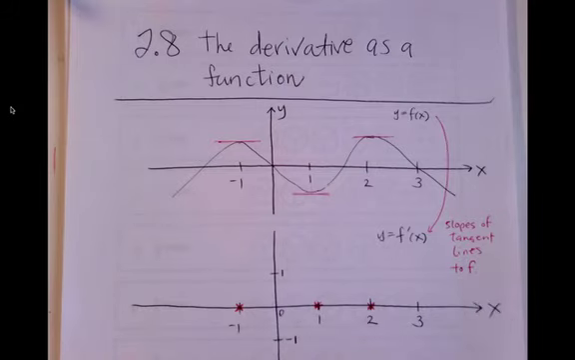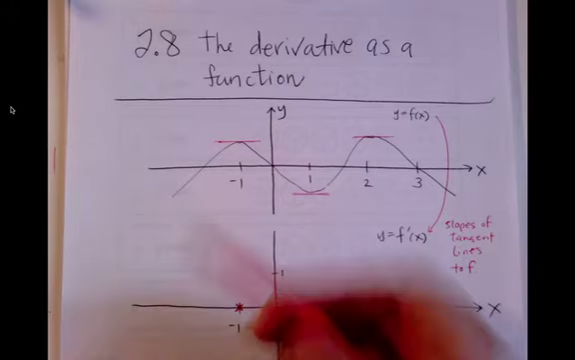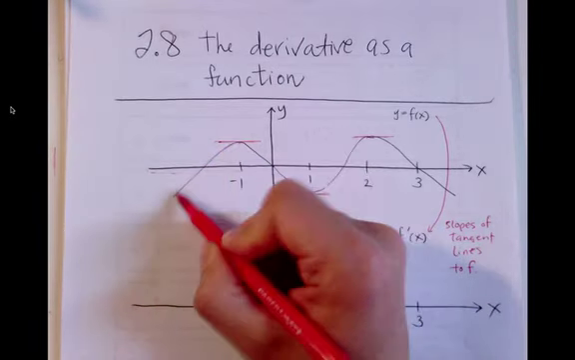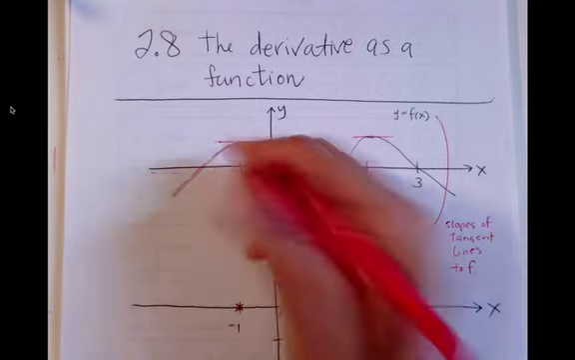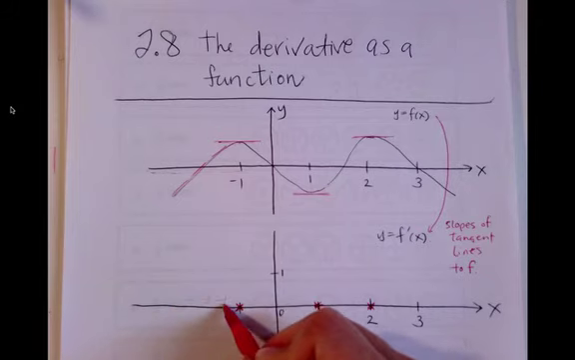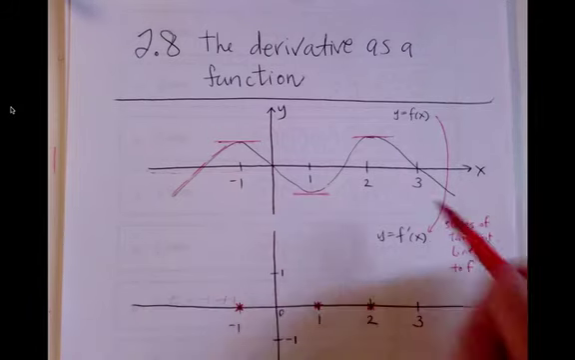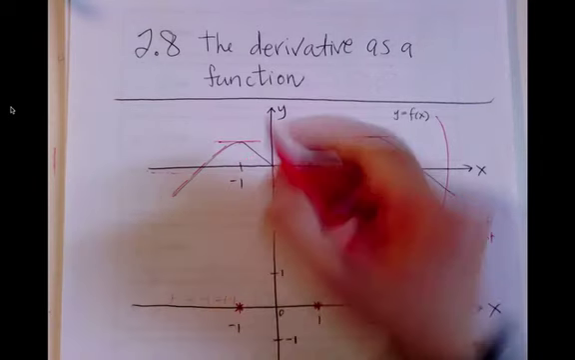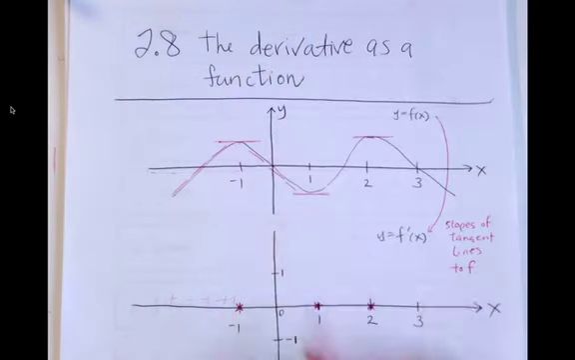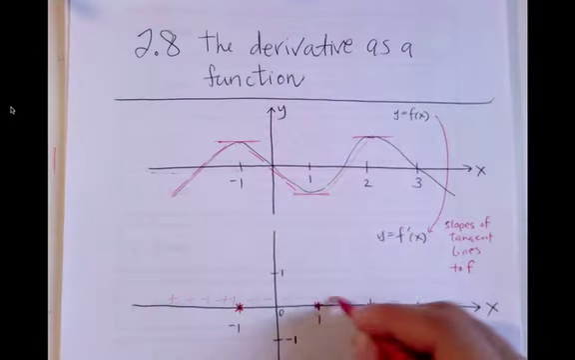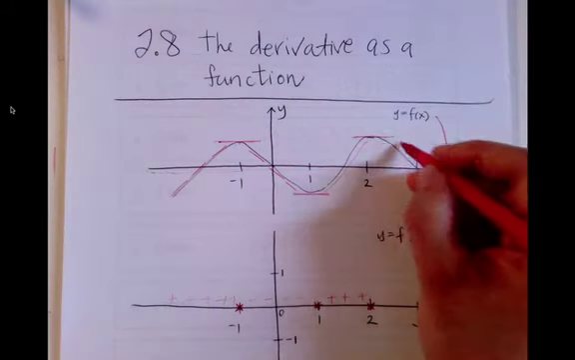The next thing I take note of is the fact that on this interval over here, my function is increasing, so I know that the slopes of the tangent line are positive. So the graph of the derivative should be above the x-axis here. In this interval, this function is decreasing, so the slopes of the tangent line are negative. Therefore, the graph of the derivative should be below the x-axis. Again, we're increasing over here and decreasing over here.